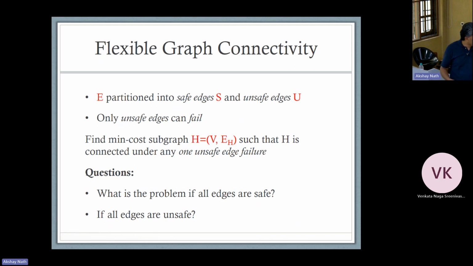You don't have to do anything. What if all the edges are unsafe? It's two edge connectivity, right? So it is generalizing both at the same time. It generalizes tree augmentation also. So it captures some known problems, but it's somewhat funky, right?